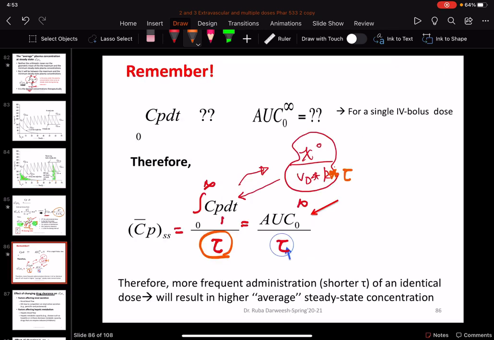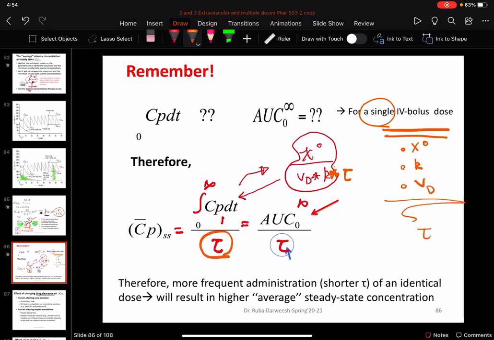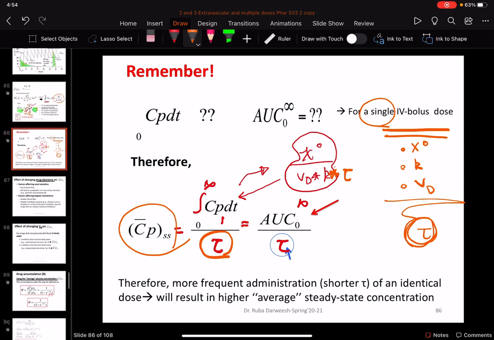And we said this is very important in practice because we can use just a single dose and determine the parameters that we know, because we know the dose. We can determine K, we can determine VD, and then by just knowing tau or changing tau, I can determine the average steady state concentration, which is the targeted concentration between the steady state concentration minimum and maximum. Okay?